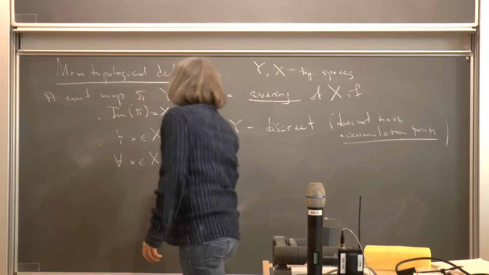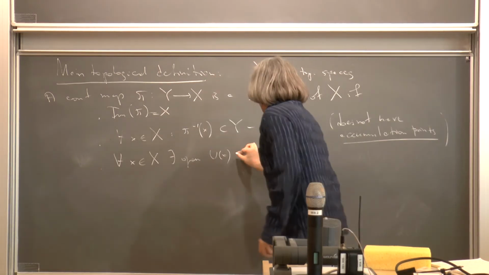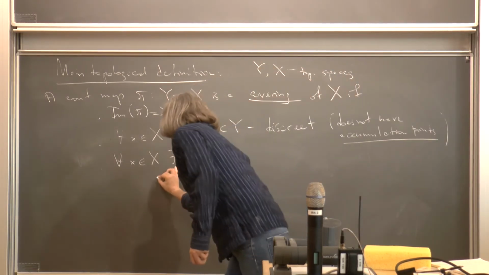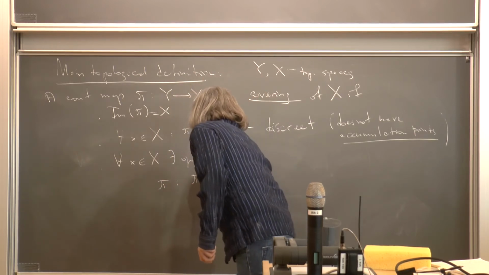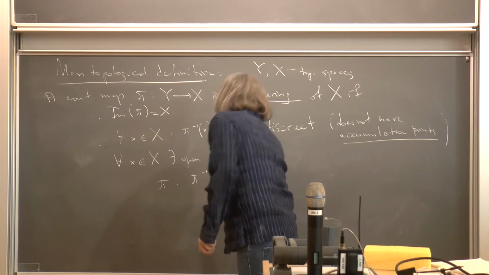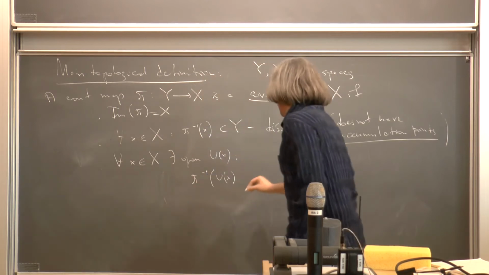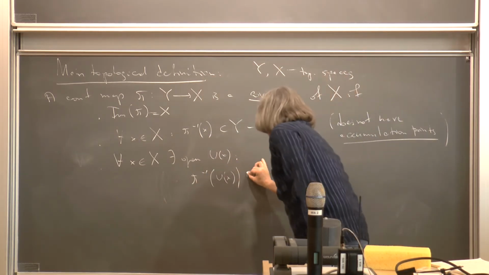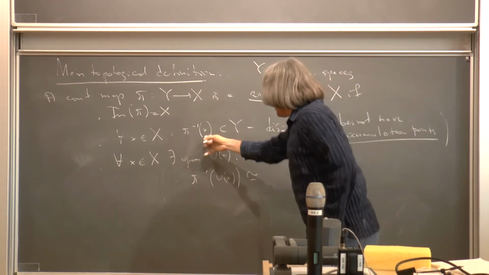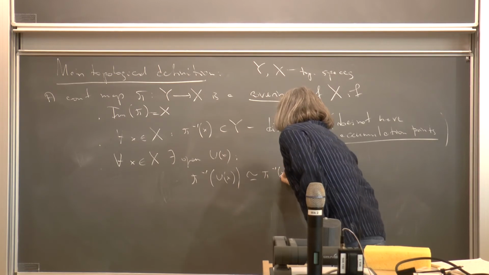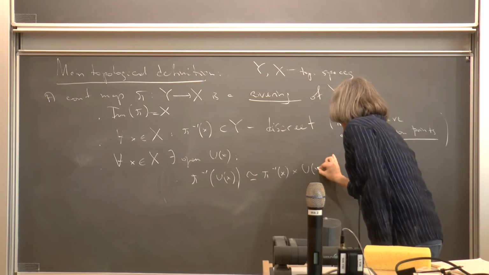And finally, this is the most important one: for every point x in X, there exists an open neighborhood U of x such that if we restrict pi to its preimage, then it's homeomorphic, so basically isomorphic, to the product of this discrete set times the neighborhood itself.